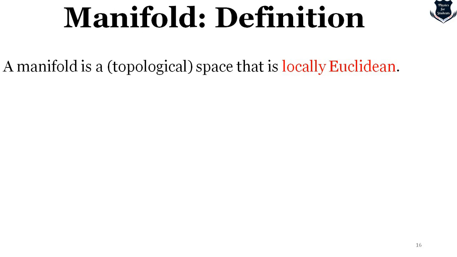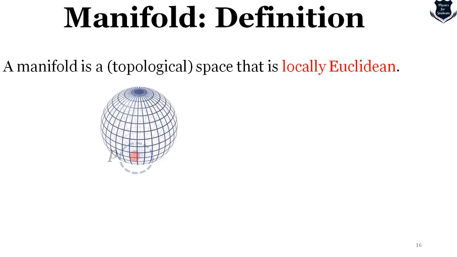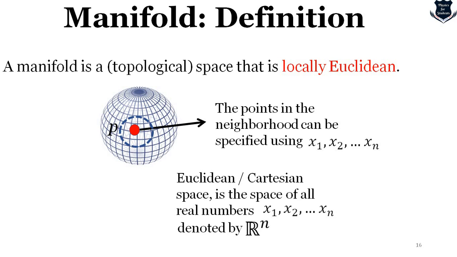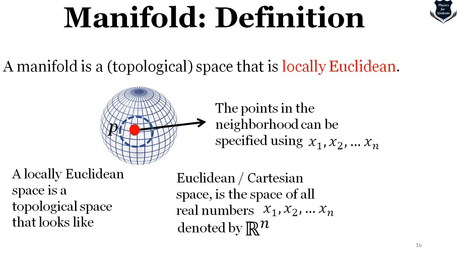A manifold is a topological space that is locally Euclidean. So we take a sphere and pick a point with a neighborhood which uses tuples like x1, x2 and goes up to xn. This is Euclidean, and Cartesian space is the space of all real numbers, and a locally Euclidean space is a topological space that looks like Rn. This is most important. This is an extended definition of a manifold, and it is important in order to understand. So the points in the neighborhood can be described by this, and Euclidean Cartesian space is a space of all real numbers. So this one is local and this one is Euclidean.